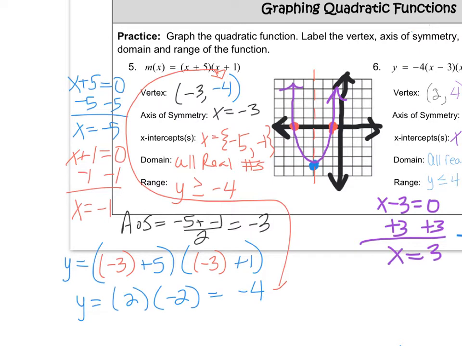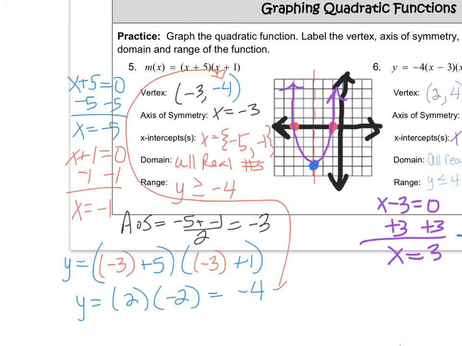Okay, so on number 5, our intercepts were negative 5 and negative 1. Those are our zeros, also called our roots. Then I put it through the axis of symmetry to find the middle, which was negative 3. Then I plugged in the x value of my vertex, which is what I got from the axis of symmetry. I plugged the negative 3 into my equation, and that told me my y value was negative 4. That was the other piece of the puzzle I needed to find my vertex.